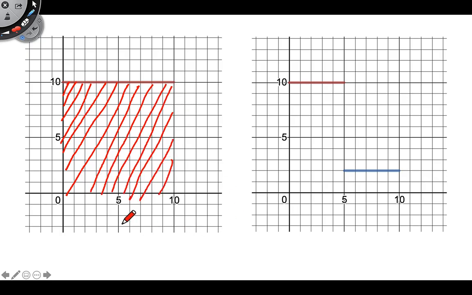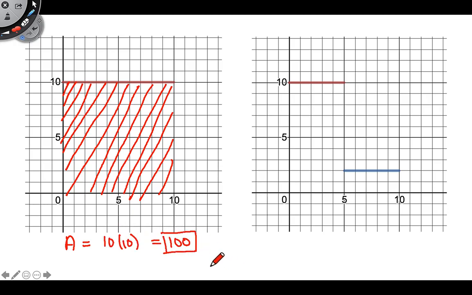Right? Let's go ahead and find that. So that area, well, this is just a square, right? If you can see there's a square there. So it has a width of 10 and a height of 10. So our area is just going to be 10 times 10, which is 100.